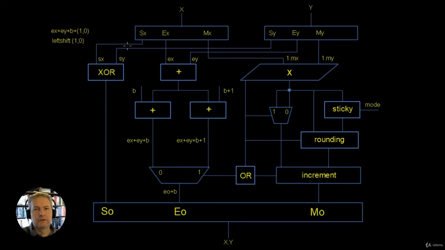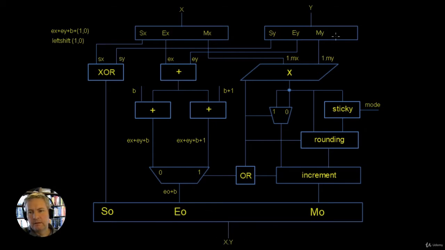So let's get started on this. We start up at the top and we've got our input X and we've got our input Y. Now the input X is the 32-bit single precision floating point binary number, and the same for the Y. And we've got our output at the bottom, which is going to be our X times our Y.